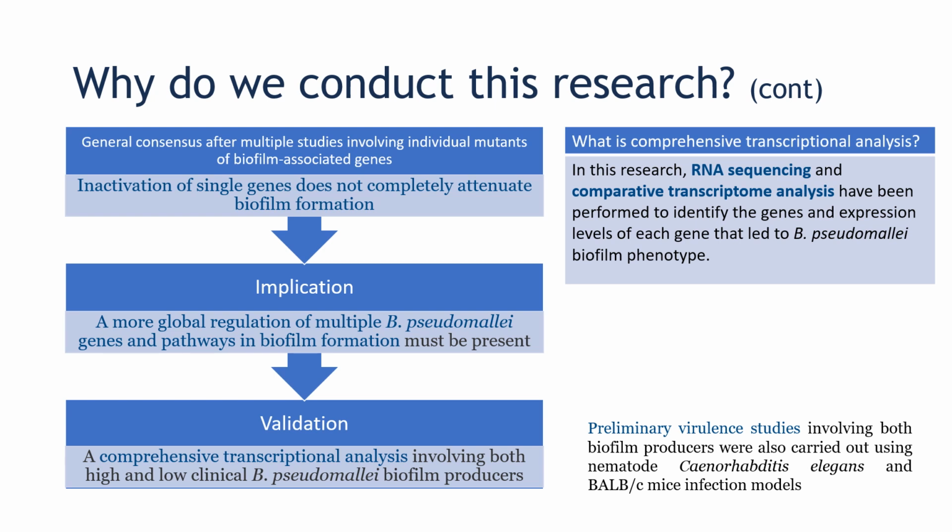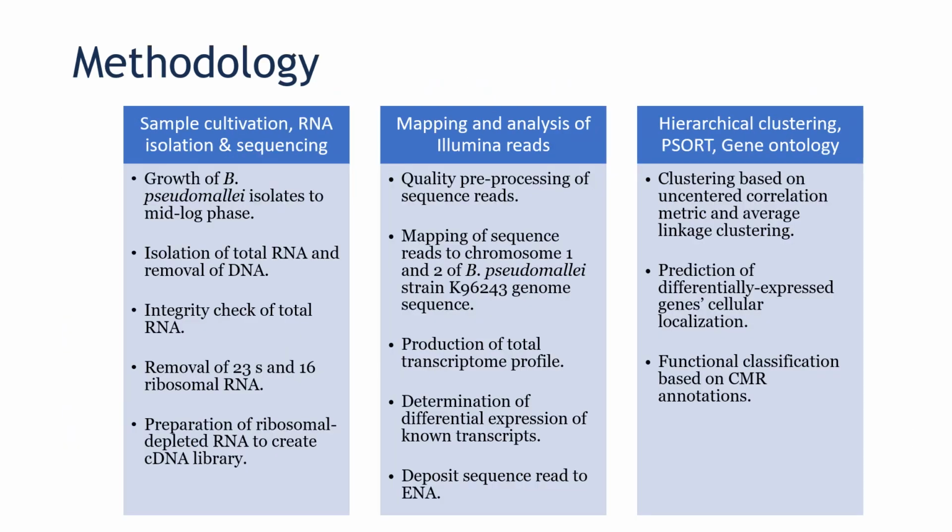To validate that, a comprehensive transcriptional analysis involving both high and low clinical Burkholderia pseudomallei biofilm producers will be conducted. To do that, we need to first grow them to a mid-log phase, in which we will isolate the total RNA, remove ribosomal RNA, and prepare them to create a cDNA library using NGS. From there, we will do quality preprocessing of the sequence reads, in which we will remove any unwanted sequences and map our required sequences to a reference genome, which is the K96243 genome sequence. From there, we will produce a total transcriptome profile, in which we can determine the differential expression of transcripts.